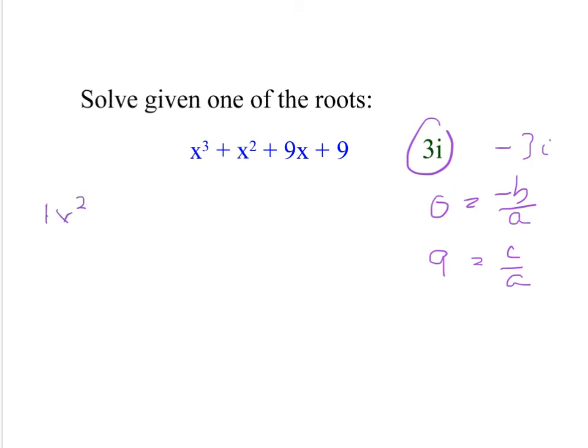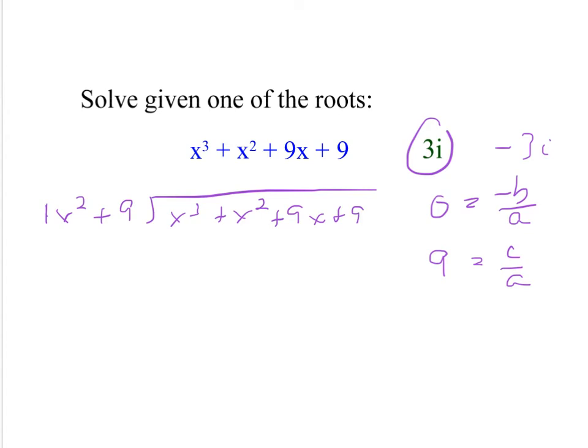1x squared. B is 0. C is 9. I'm going to divide that guy into my original problem. So I have x to the third plus x squared plus 9x plus 9.